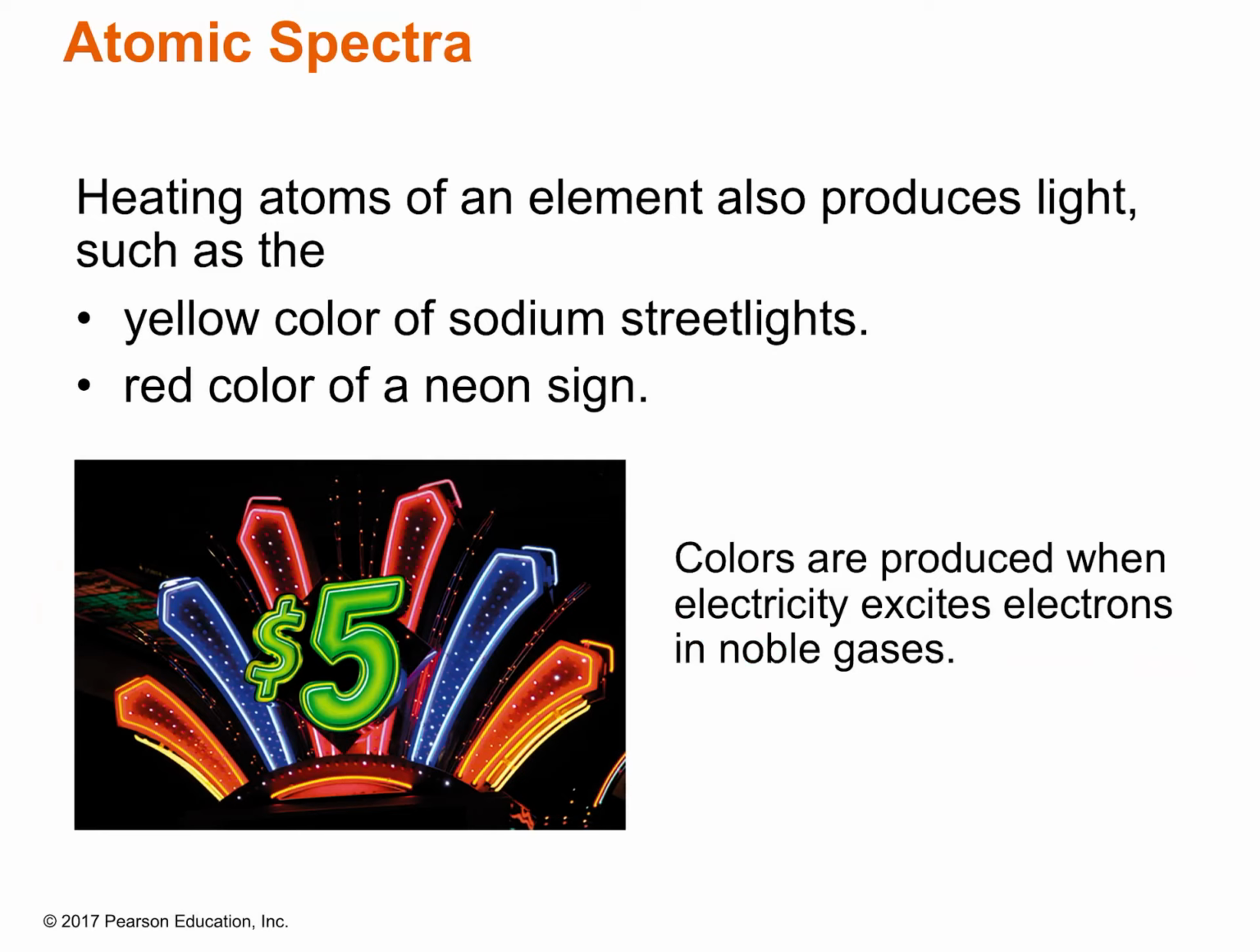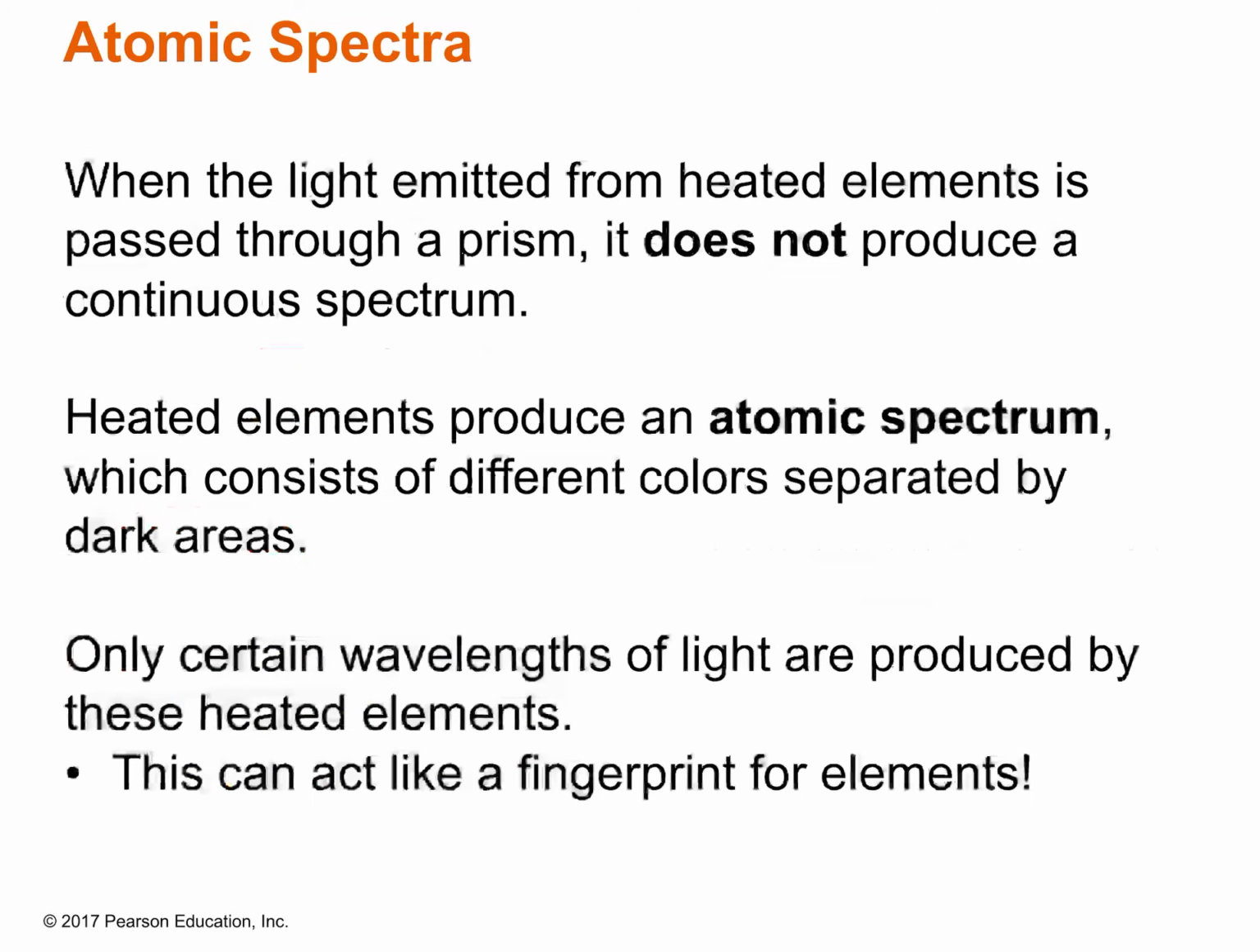So like neon signs, right? If we have a neon sign, you get this red color. If you have a sodium street light, then you're getting a yellow color. And so we're not getting a white light when we heat these elements, right? These atoms, we are getting colors. And what happens is the colors excite the electrons in these gases, and then it's able to produce this colored light, which is really, really cool. So that's what we're going to talk about today. That is what the flame test lab is based on.